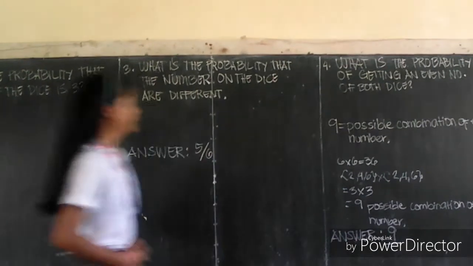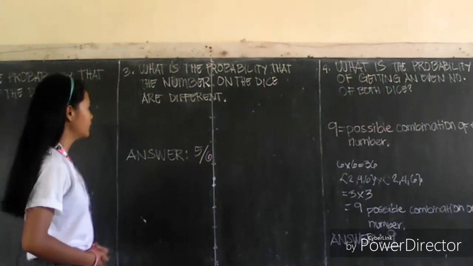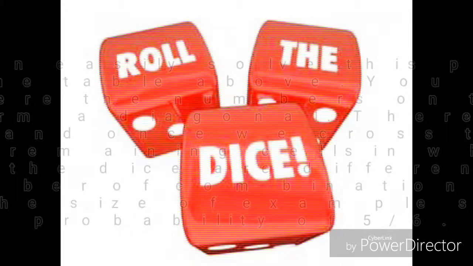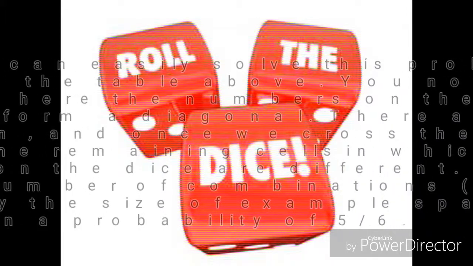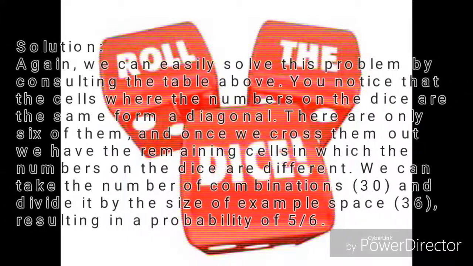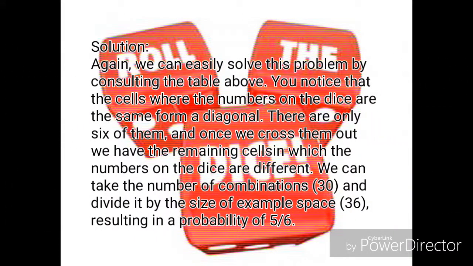What is the probability that the numbers on the dice are different? Answer 5C. We can easily solve this problem by consulting the table above. You will notice that the cells where the numbers on the dice are the same form a diagonal. There are only 6 of them, and once we cross them out, we have the remaining cells in which the numbers on the dice are different.